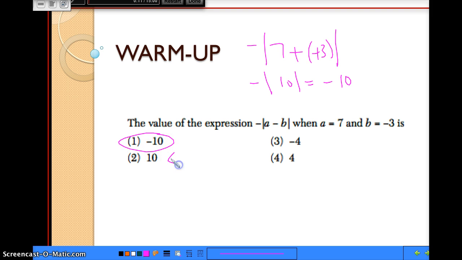Be careful. This right here is the trick answer. A lot of kids see absolute value, and as soon as they see it, they think no matter what, the answer is going to be a positive 10. However, if the negative is on the outside of the bars, the absolute value does not affect it.